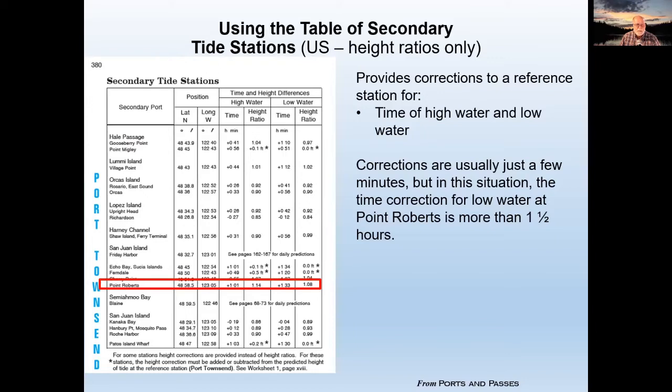Then we go to the height ratio. For high water, the height ratio for Point Roberts is 1.14, which means we multiply the height at Port Townsend by 1.14 to get the height at Point Roberts. The same for low water, the height ratio is 1.08.